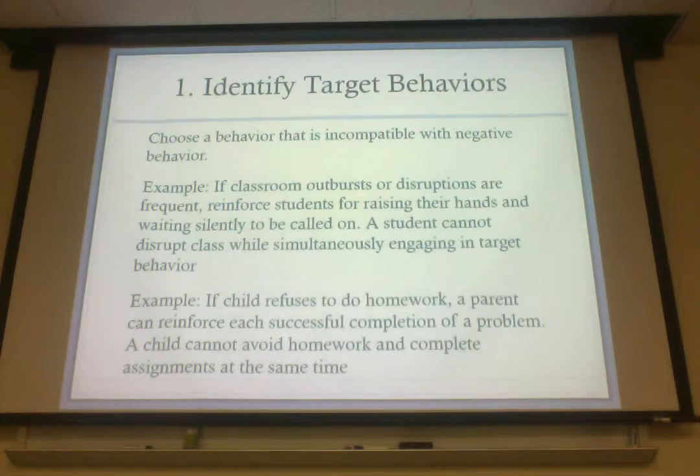To go on with that, often we want to choose behavior that's incompatible with negative behavior. So like I was saying earlier, if we have a lot of classroom disruptions or outbursts, let's reinforce the child for raising their hand and waiting silently. Because it's incompatible, a student cannot disrupt the class while simultaneously engaging in this target behavior of sitting quietly, raising their hand. Another example, let's say you're at home. If the child often refuses to do their homework, a parent can reinforce each successful completion of a problem. Again, a child cannot avoid homework while simultaneously completing assignments.